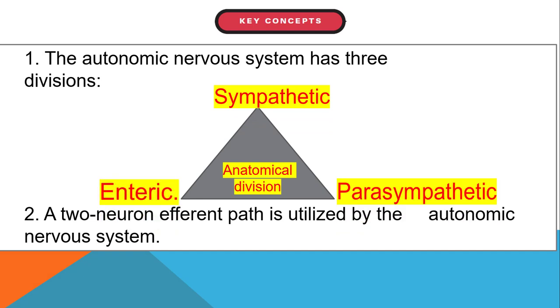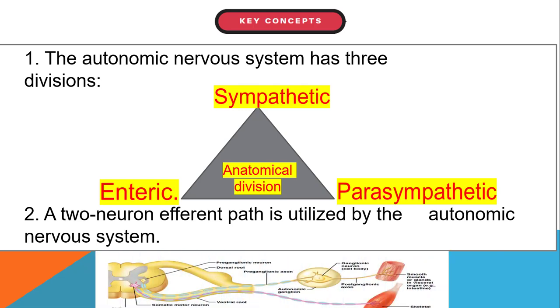A 2-neuron efferent pathway is utilized by the autonomic nervous system. Here in this picture you can see the neurons of the autonomic nervous system, which are 2 in number. The preganglionic neuron, and this is the ganglia. The nerve before the ganglia is called the preganglionic neuron, and the nerve behind the ganglia is called the postganglionic neuron. So the autonomic nervous system uses 2 neurons for its functions.